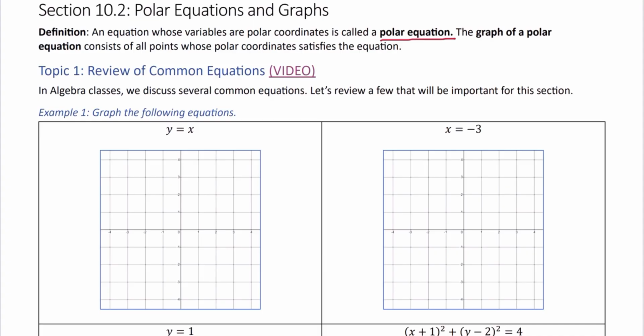Now, before we actually get into the polar equations and graphing them, we're going to do a very brief review of some basic graphs on the Cartesian plane, graphs that hopefully you are somewhat familiar with.